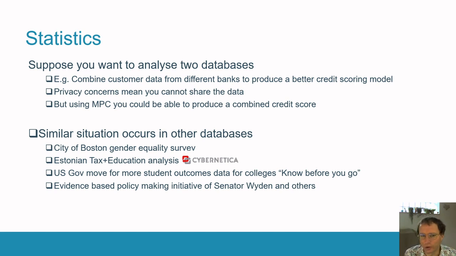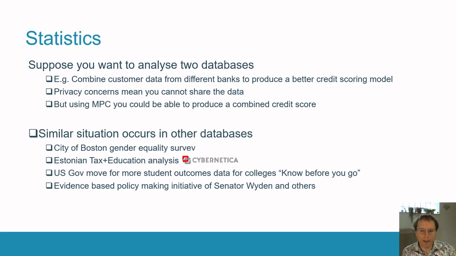And this occurs all over the shop. A really classic example is that the City of Boston did a gender equality survey where they got data on the amount of money paid to men and women across various companies, combined it, and produced statistical data which summarise that. There's also a classic example of Estonian tax and education analysis done by the company Cybernetica. There's been a US government move for more student outcomes, what's called Know Before You Go, which we'll look at in a bit. This is part of what Senator Wyden and others in the US Congress have been looking for, to create a form of evidence-based policy making.